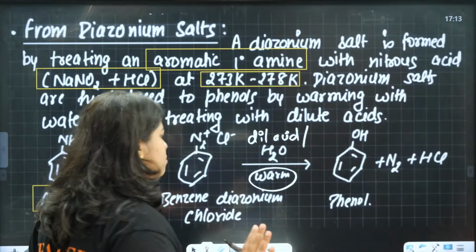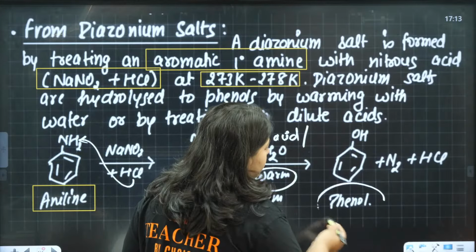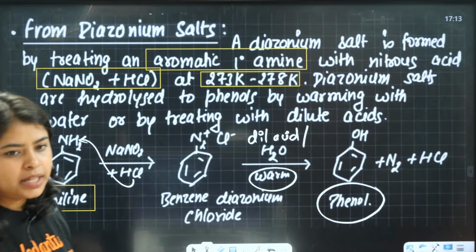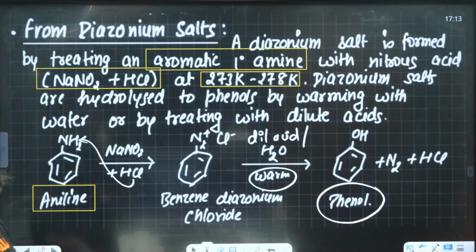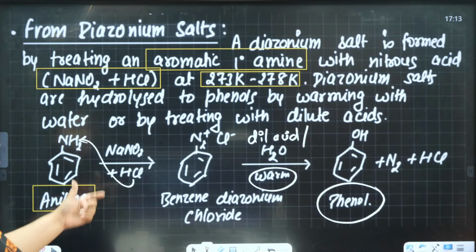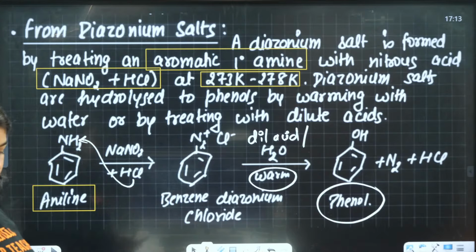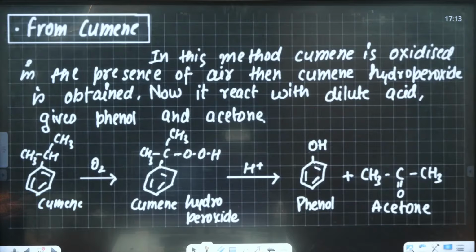Okay, as soon as you warm it, we are going to get phenol plus N2 plus HCl. Clear? So from the diazonium salt, how is it going to form? Aniline we have taken. In the presence of NaNO2 plus HCl we are going to get what? Benzene diazonium chloride.